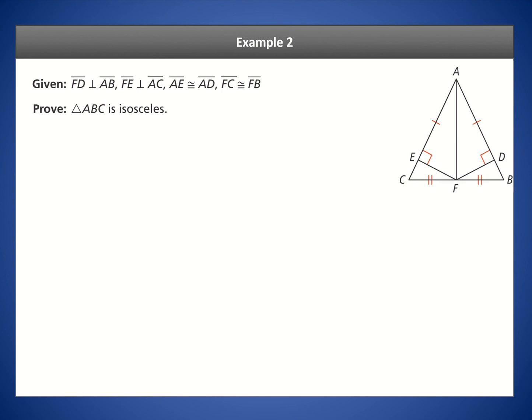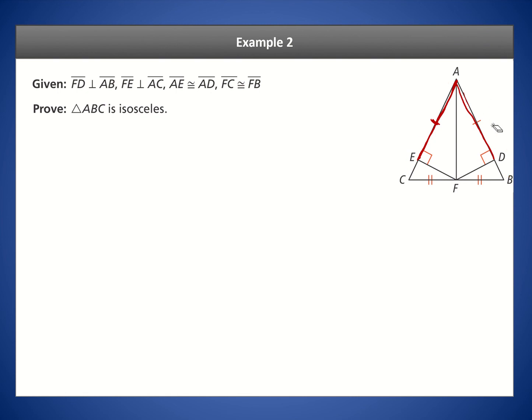All right, so example 2. We want to be able to prove that triangle ABC is isosceles. So triangle ABC is this entire triangle here. We want to be able to prove that that's an isosceles triangle. Now, remember that this right here indicates that this side is congruent to this side. It's not saying that this whole side is congruent to this whole side. It's only talking about part of the side, not the entire side.